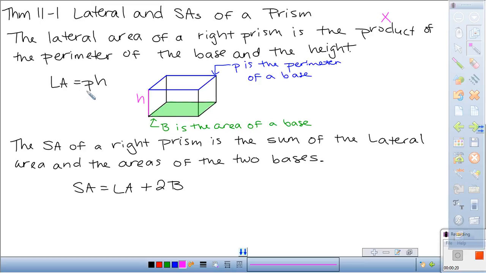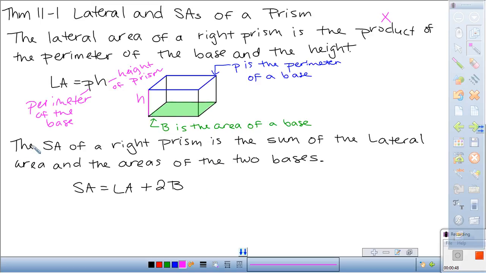So that means this P stands for perimeter of the base, and the H stands for height of the prism. We could have used this formula on all of those problems that we just did, and in fact, we'll go back and look at that in just a minute and how that would work out with those other examples that we did in the earlier video.